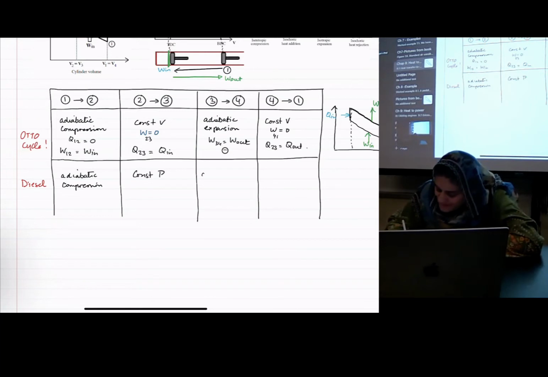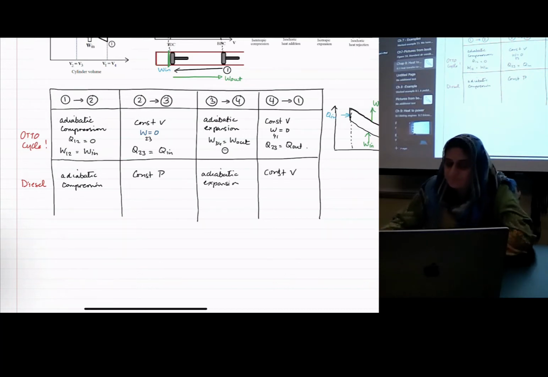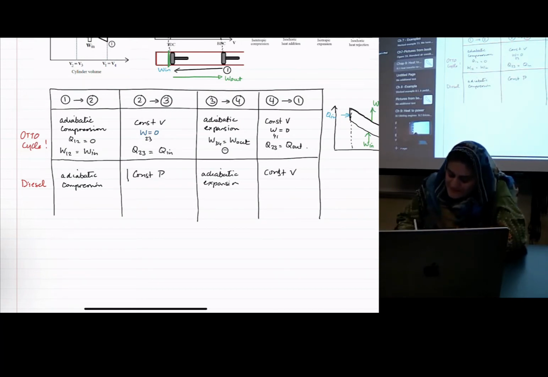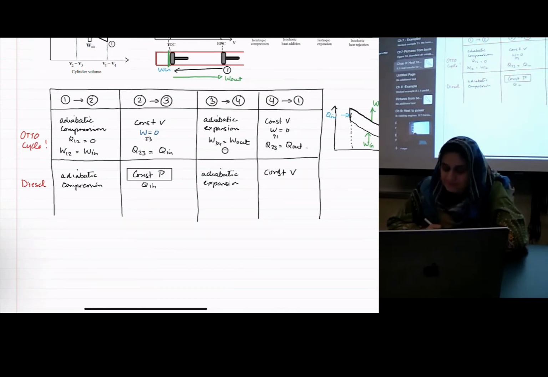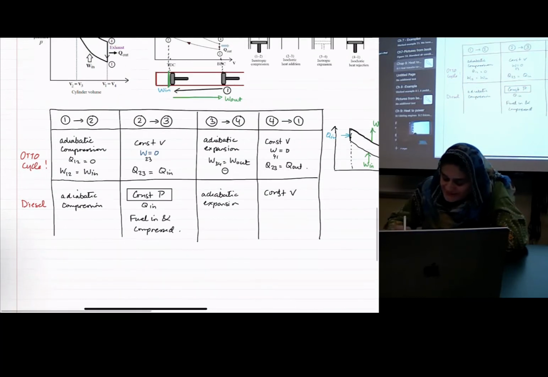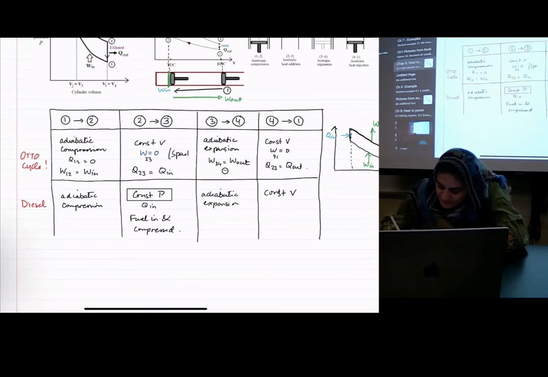And step 3 is adiabatic expansion. And this is a constant volume step. So this step is different. This is where Q in is taken. So that means fuel is taken in and compressed. Whereas this is where spark happens.